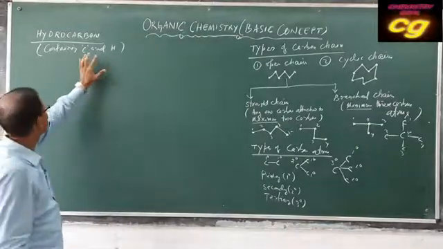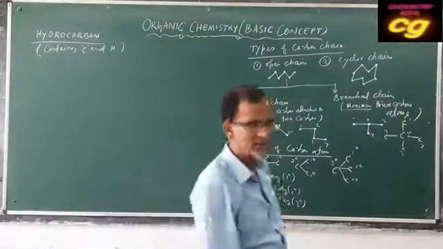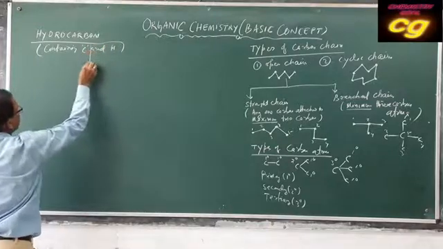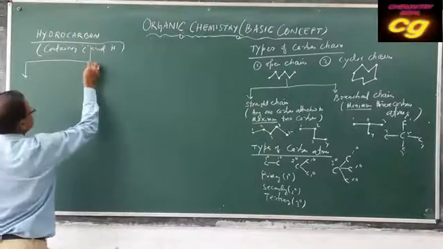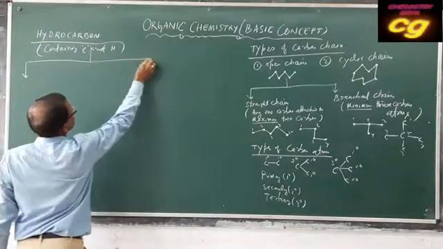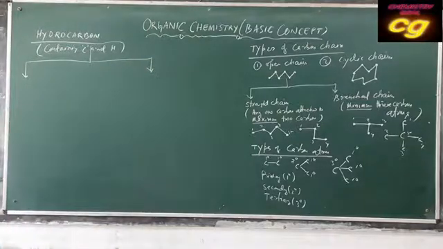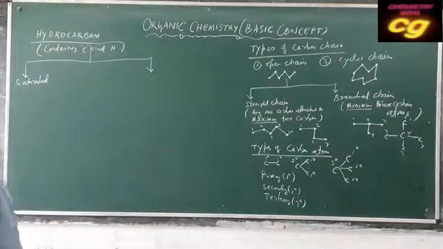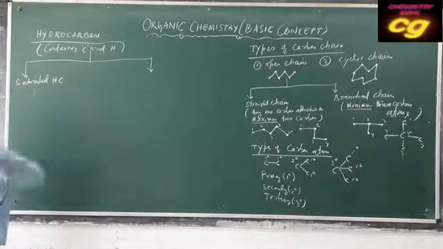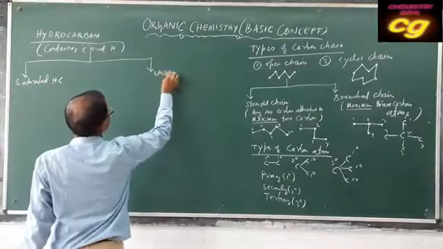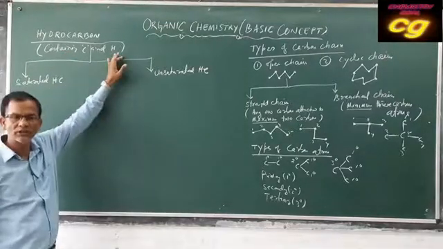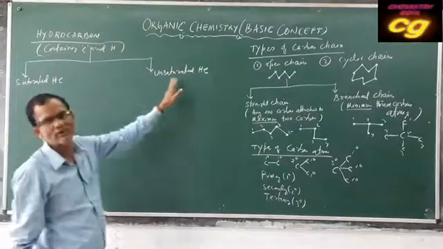Hydrocarbons, you can say, are mainly of two types. One is saturated hydrocarbon. Another is unsaturated hydrocarbon. So mainly hydrocarbon containing carbon and hydrogen is again of two types: saturated hydrocarbon and unsaturated hydrocarbon.